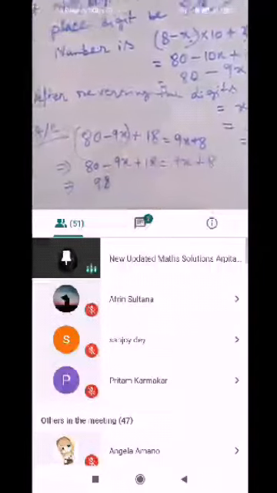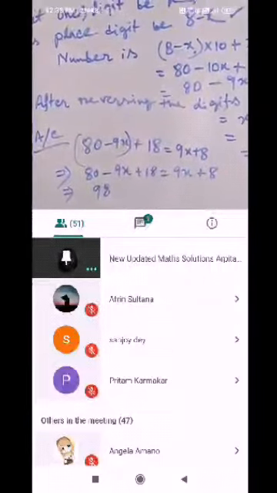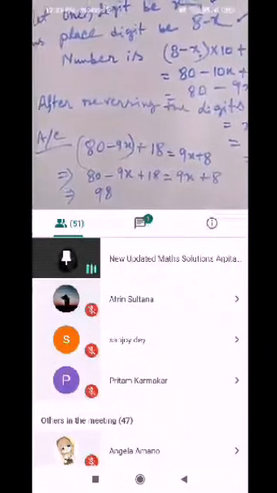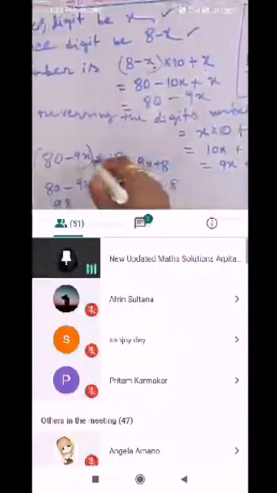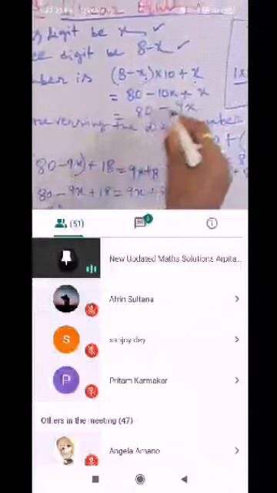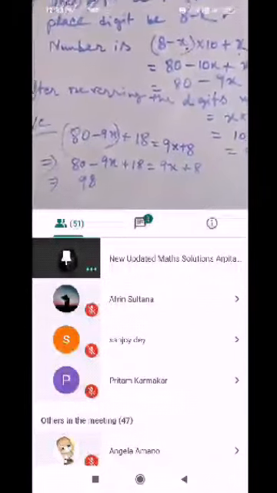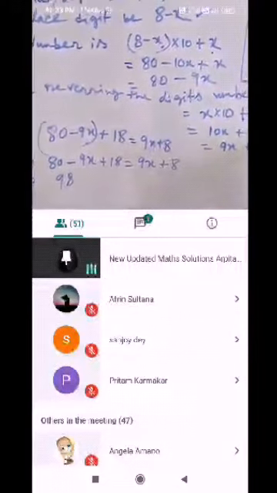The condition is given in the question, and you have to write it. See the question: if 18 is added to the number, its digits are reversed. So 18 will be added to the number. The number is 80 minus 9x, that's why I have added 18. Clear? 9x plus 8 is the number after reversing the digits.